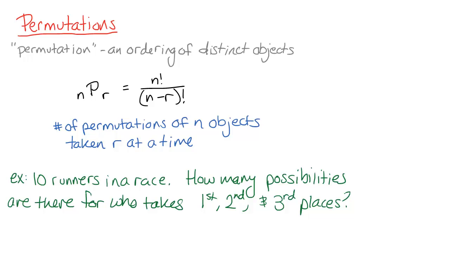All right, the second method of counting is called permutations. A permutation is an ordering of distinct objects. So we're taking some things and putting them in some kind of order. The notation that we use here looks like a capital P with N and R as little subscripts lower than the P. And this is our formula. We'll look at how this calculates out in just a second. This would be the number of permutations, or orderings, of N objects taken R at a time.